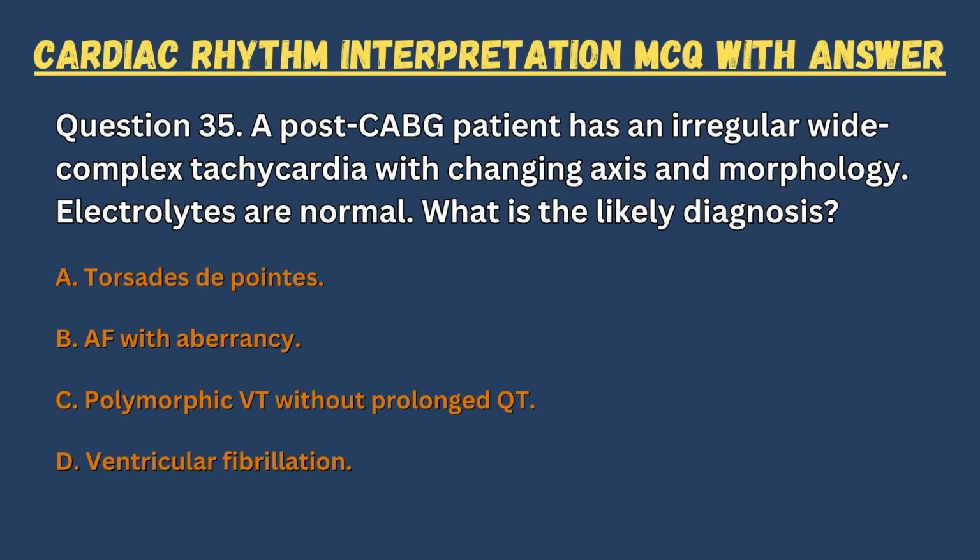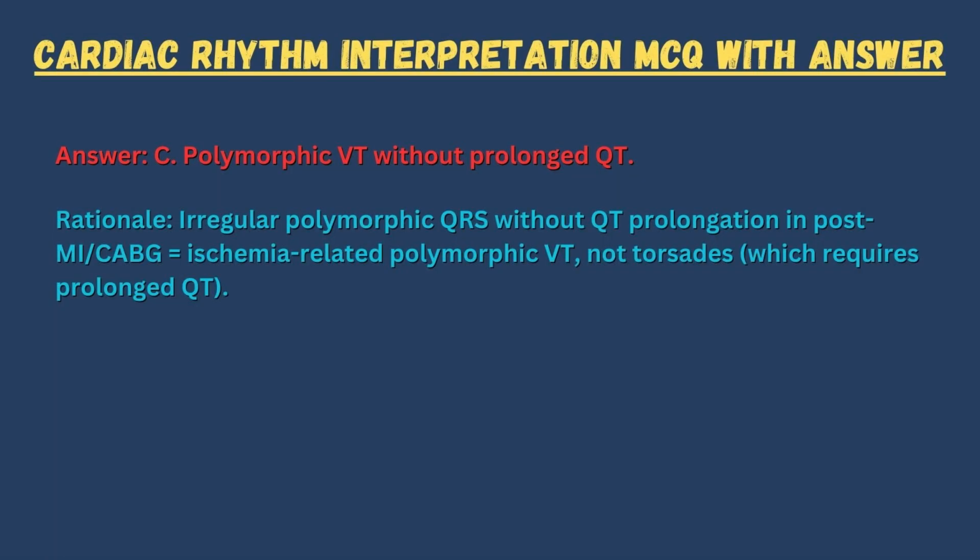A. Torsades de pointes. B. AF with aberrancy. C. Polymorphic VT without prolonged QT. D. Ventricular fibrillation. Answer C. Polymorphic VT without prolonged QT. Rationale: irregular polymorphic QRS without QT prolongation in post-MI/CABG equals ischemia-related polymorphic VT, not torsades, which requires prolonged QT.